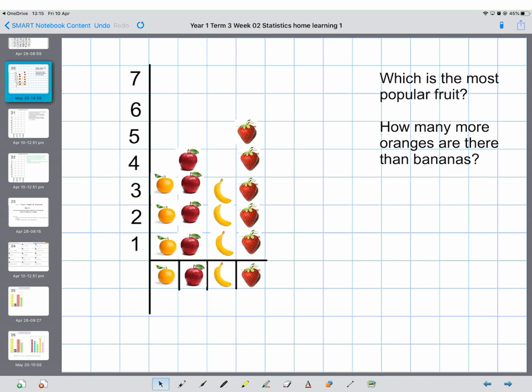Now, the first question is, which is the most popular fruit? Well, there's 5 strawberries, so the answer isn't 5. The answer is actually strawberries. Now you could draw them, you could move them, or you could write the word. It's up to you.